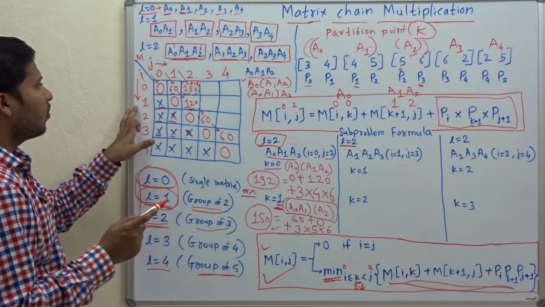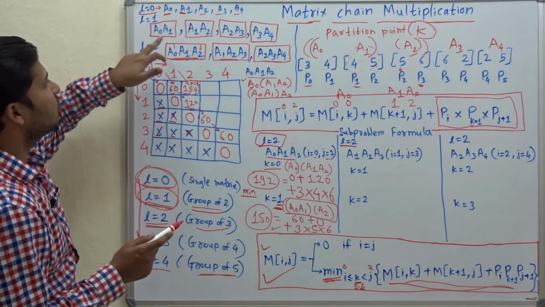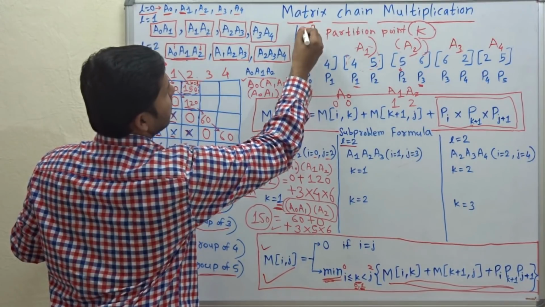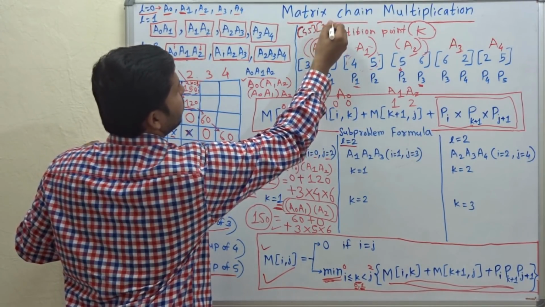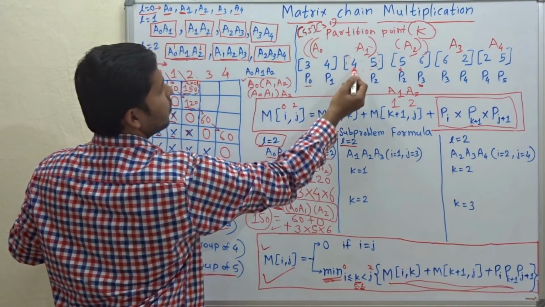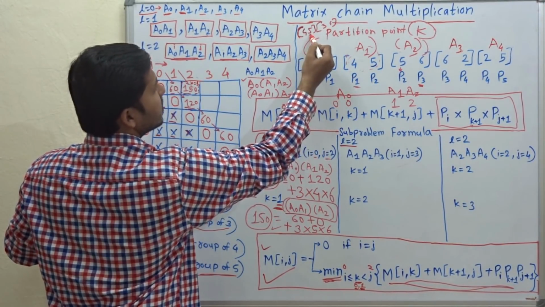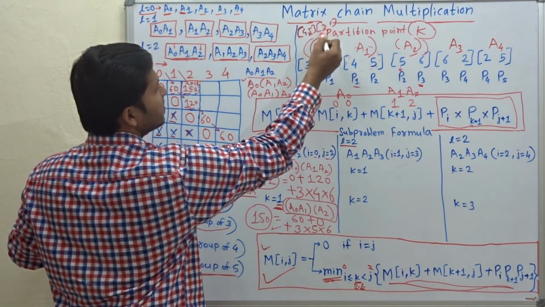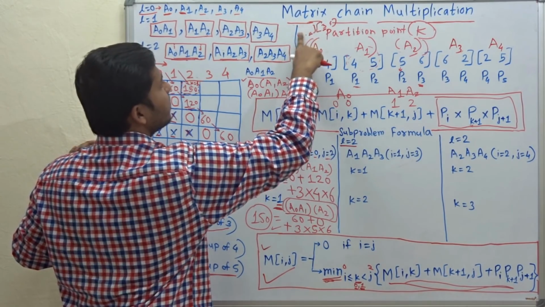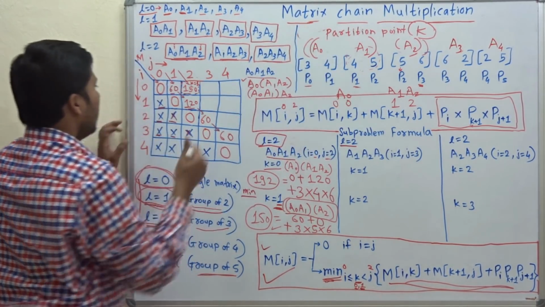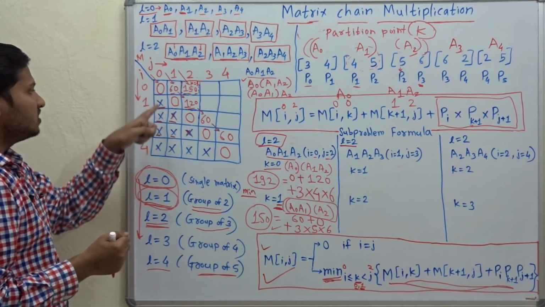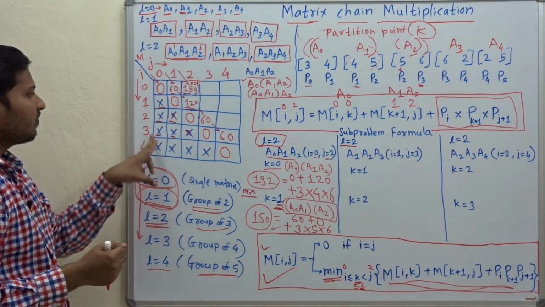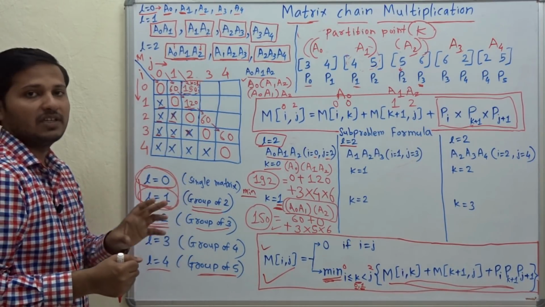See, if you go for 1 0, 1 0 means what? A1 A0. So can you multiply 4 5 and 3 4, means A1 A0, 4 5 and 3 4? The number of columns should be equal to the number of rows, as you have studied the condition for matrix multiplication, but they are not equal here. So for all i's which are greater than j, you cannot fill the values because these cells do not satisfy the condition of matrix multiplication.